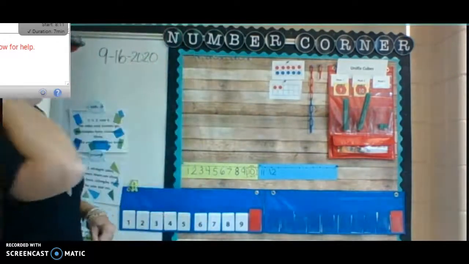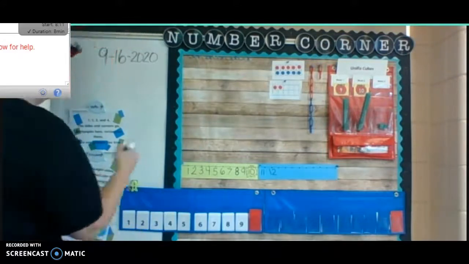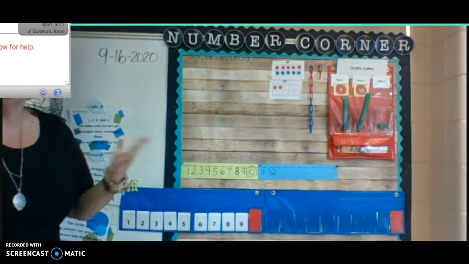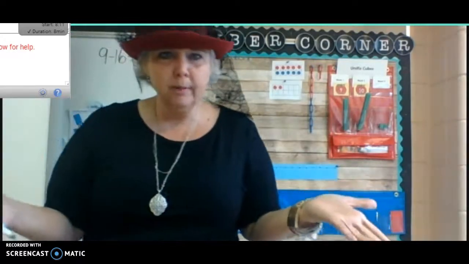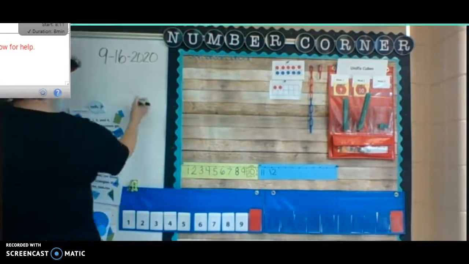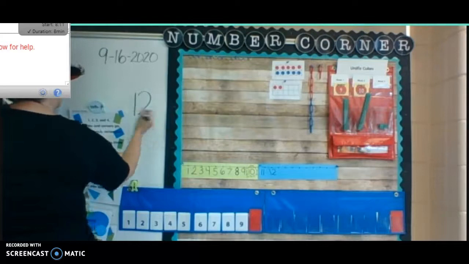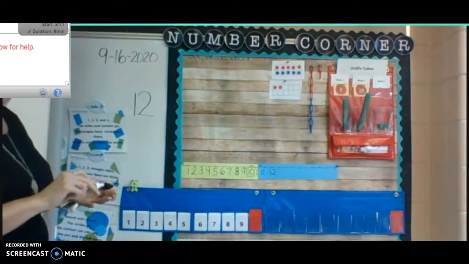Okay. So, 12. Once again, how to write a 12. Do you know I have kids who say they draw the number 12? Nope, we're writing it. Okay, so say 1 and a 2. That makes the number 12.